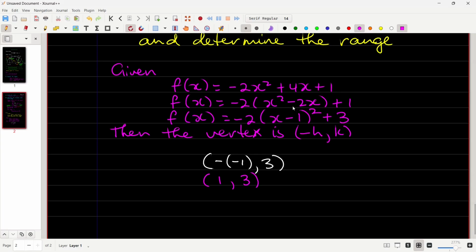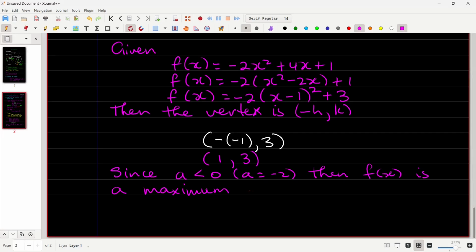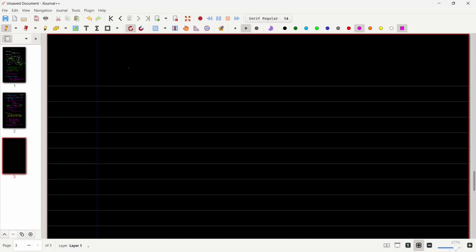And then once I get the vertex, the next thing I have to do is just state everything that I need to state. So I'm going to say that since a is less than 0, and in this case a is equal to -2, then f of x is a maximum curve, right?